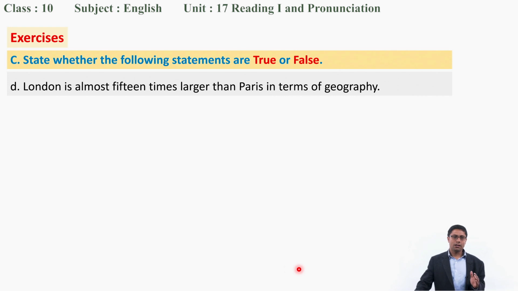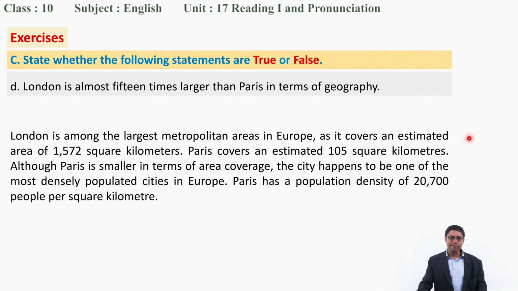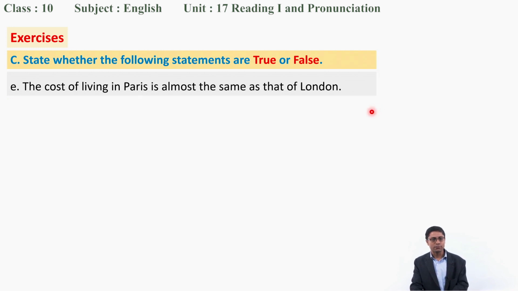D. London is almost 15 times larger than Paris in terms of geography. Means in terms of their areas. Let's see this part. What's the total area of London? It's 1,572 square kilometers. And what's the area of Paris? It's 105 square kilometers. So London is almost 15 times larger than Paris in terms of geography. Is it true? Yes, exactly, it's true. Now let's move on to E.